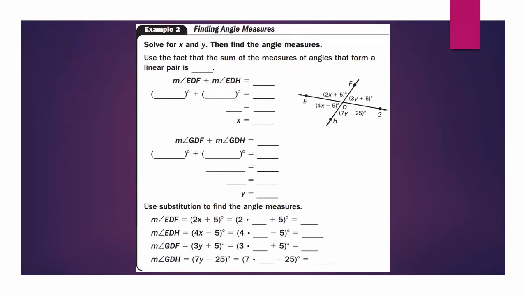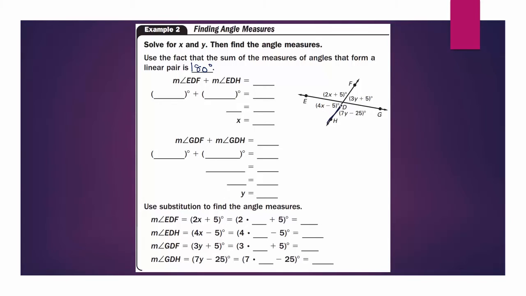Example 2, finding angle measures. Solve for x and y, then find the angle measures. Use the fact that the sum of the measures of the angles that form a linear pair is 180 degrees. If I'm looking at this image over here, I have two variables, the x's and the y's. I could try to solve for this angle over here, saying that these two angles are vertical angles, and I know they're congruent, and set them equal to each other. But the problem with doing angle EDH and angle FDH and setting them equal to each other is that I have an x variable over here and a y variable over here, which makes it really hard to solve.